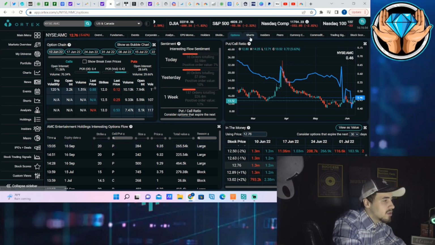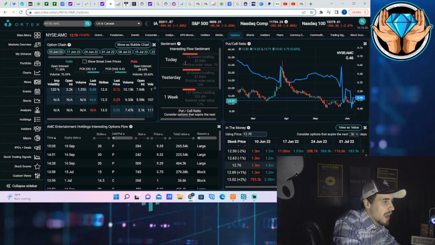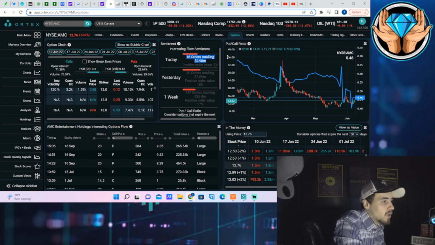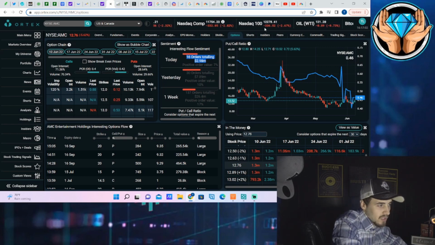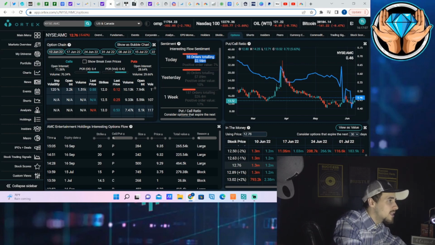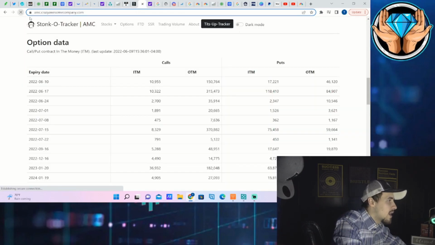It works like a reverse gamma squeeze, and that's very important to point out. And we did have 16 orders totaling $2.98 million for the day, positive order value of 7%. So it just goes along the same logic that I already said. So, there is that. As far as the Stocko Tracker data, let's go ahead and pull it up.